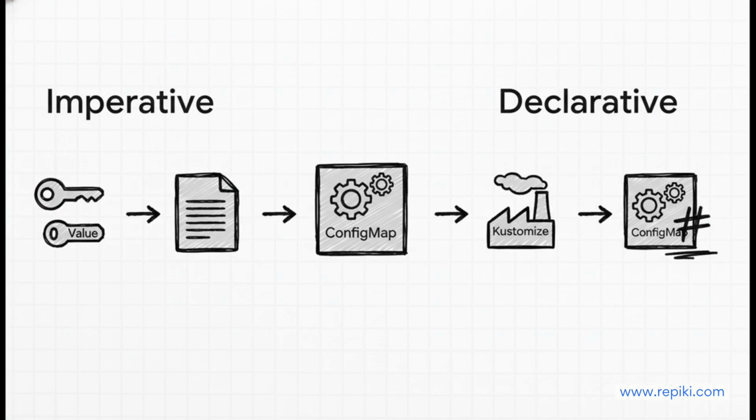The first is the imperative way, which is great for development. You can just create a ConfigMap on the fly, right from the command line, using a value or a local file. But for production, the declarative approach is absolutely king. This is where you define your ConfigMap in a YAML file, often using tools that automatically generate a new, versioned map anytime the source content changes. This is totally essential for any kind of automated, reliable deployment pipeline.